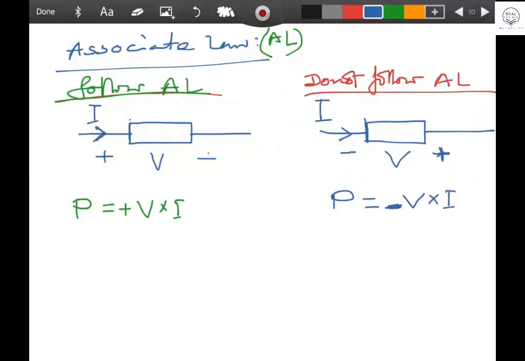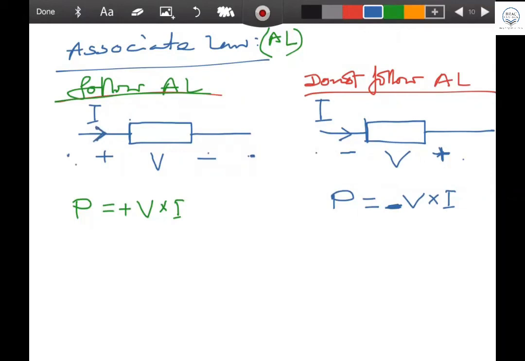High potential to low potential. Water pressure is higher here, lower here, then current flows. You know that. Likewise, in this case, the lower pressure, higher pressure, because negative to positive, this is not the way current flows. So it does not follow the associate law. You understand it? Yes, sir.